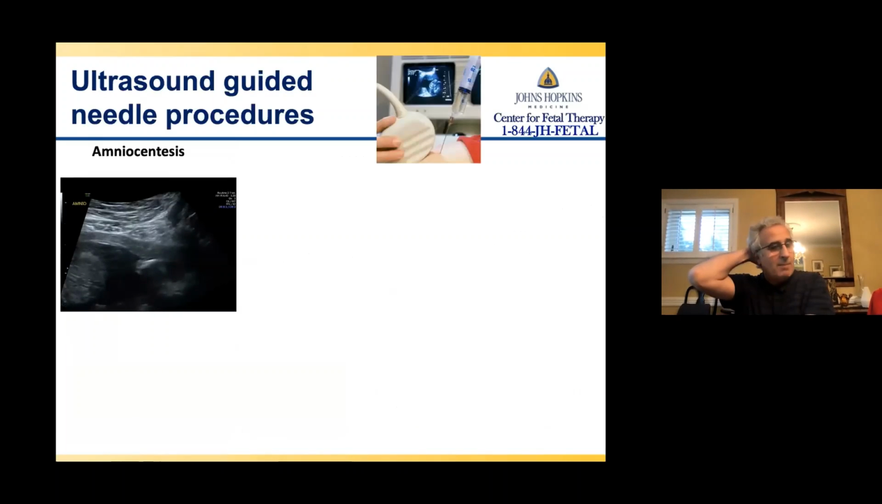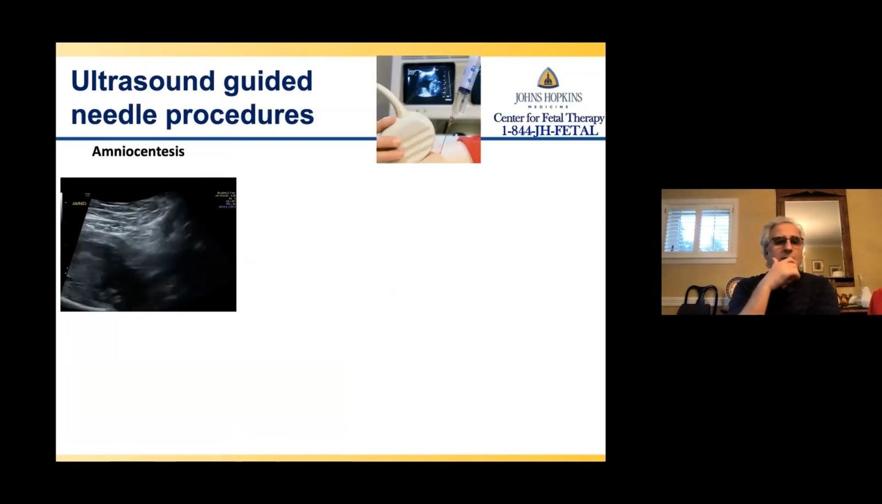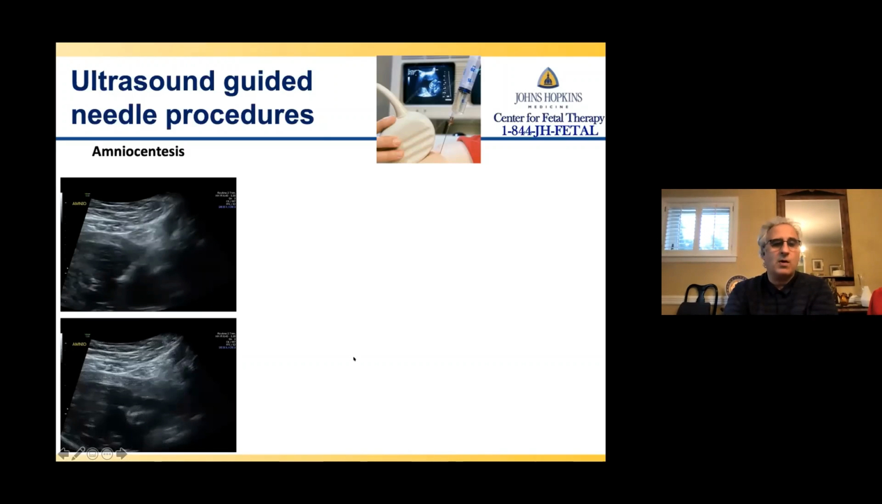So how did prenatal diagnosis start? It started with being able to do genetic testing on the baby. And so the simplest procedures are ultrasound-guided needle procedures. What you do is you look with the ultrasound, here you see the needle coming in, you draw a sample, and when you're done, you withdraw the needle again.